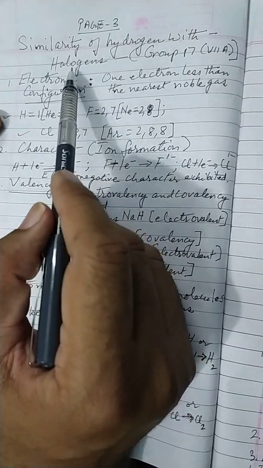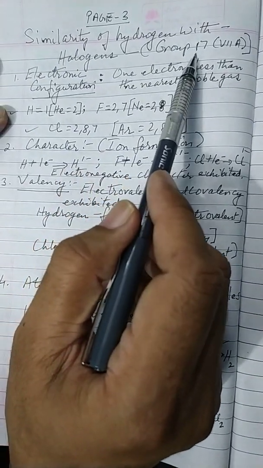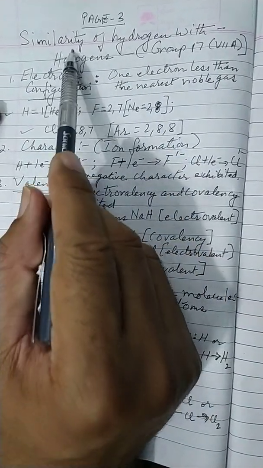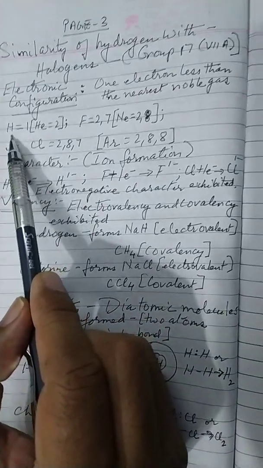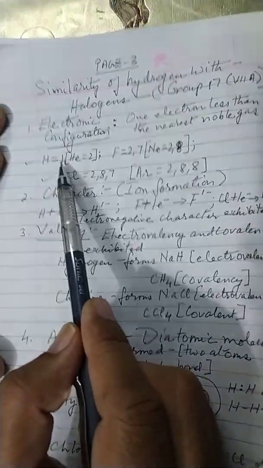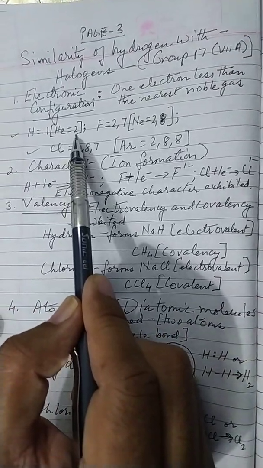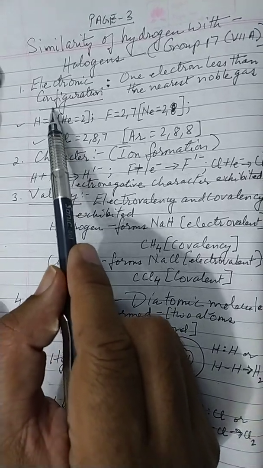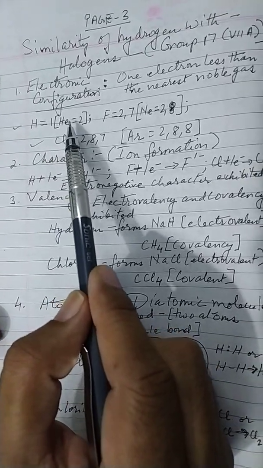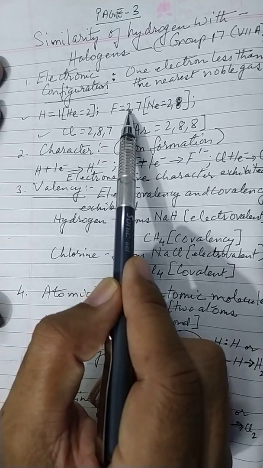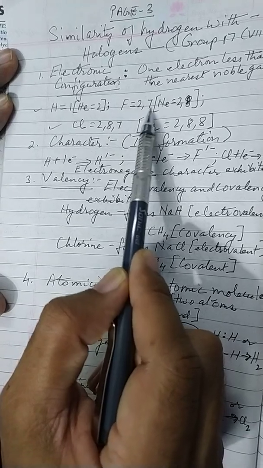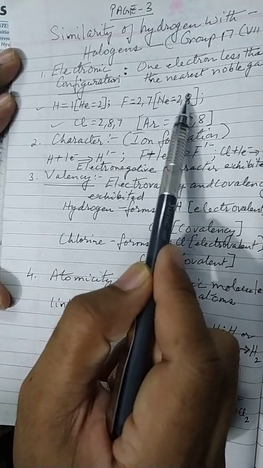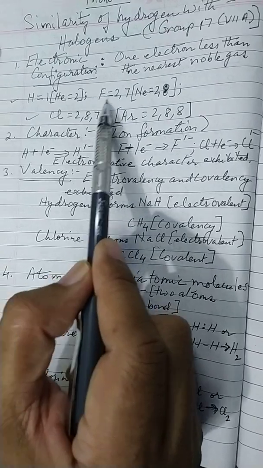Now, children, there is a similarity of hydrogen with halogens, group 17 elements. Now, what is this similarity? We see the electronic configuration. Hydrogen has an electronic configuration of 1, just like helium, and hydrogen needs 1 electron to become like helium. Likewise, fluorine has the electronic configuration 2, 7. It also requires 1 electron to become like neon, 2, 8, to complete its outermost shell.